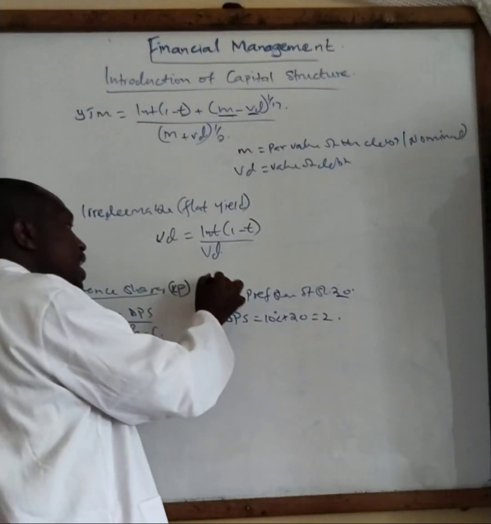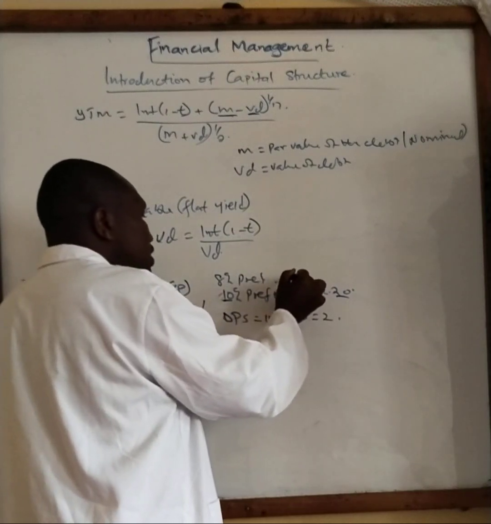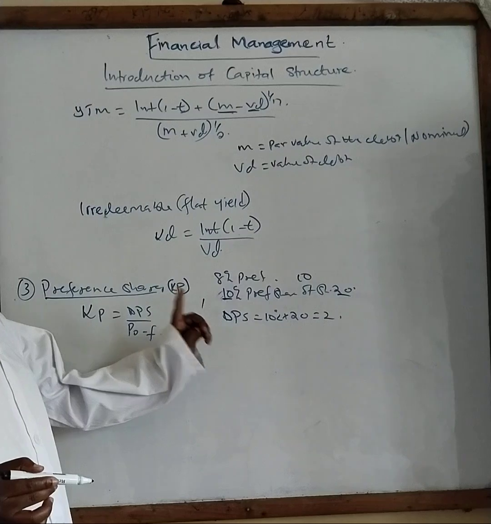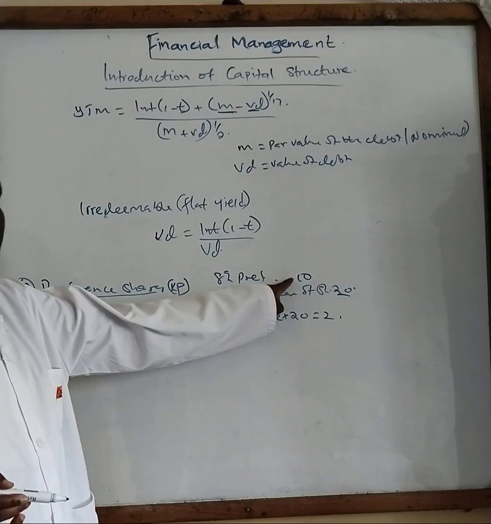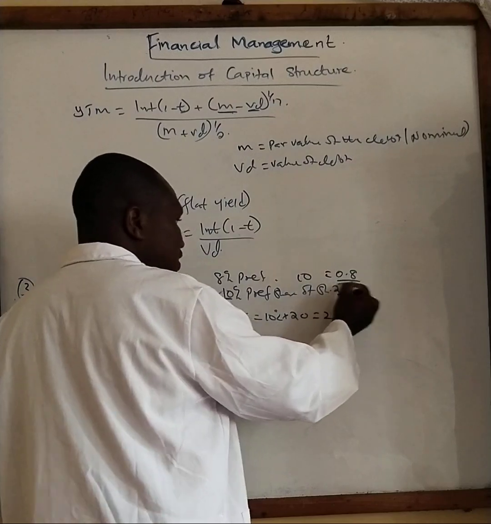If they say 8% preference shares of 10, correct? So it means the dividend rate will be 8% of 10, which will give you what? 0.8 shillings.